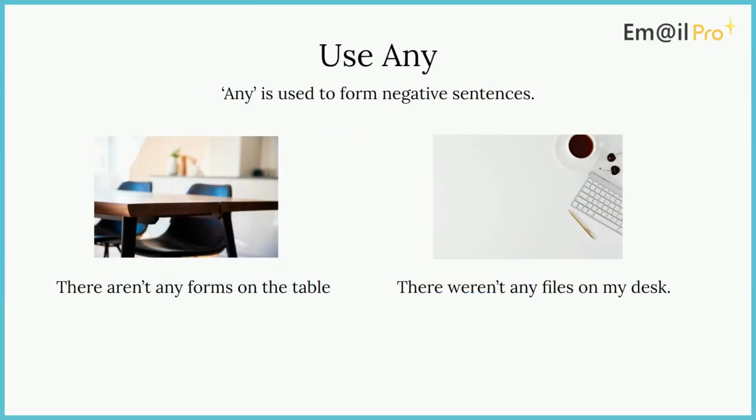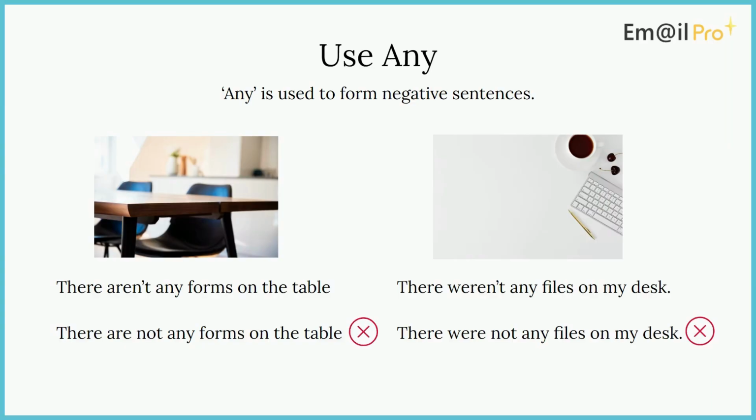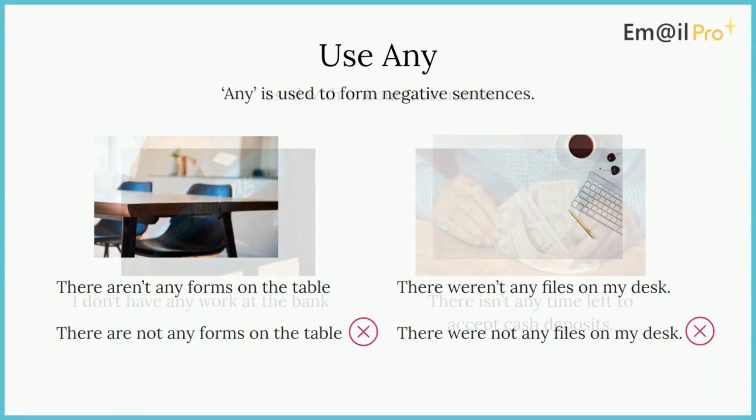If there is more than one countable noun, use any after the negative word. For example, there aren't any forms on the table, or there weren't any files on my desk. If the contracted form is not used, the sentence sounds incorrect. For example, there are not any forms on the table, or there were not any files on my desk.